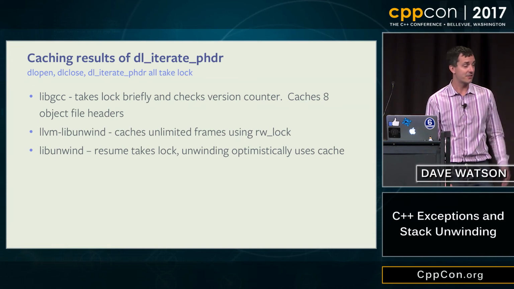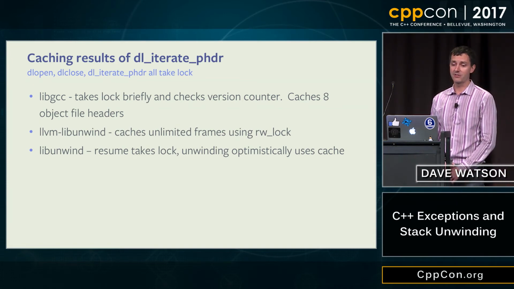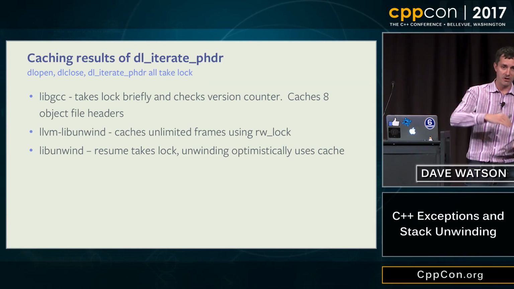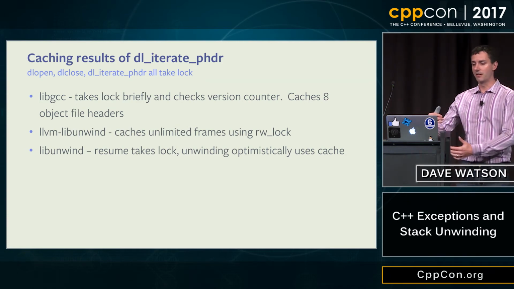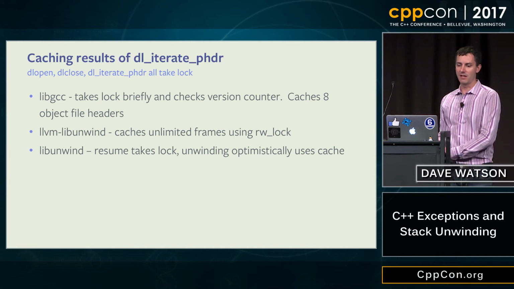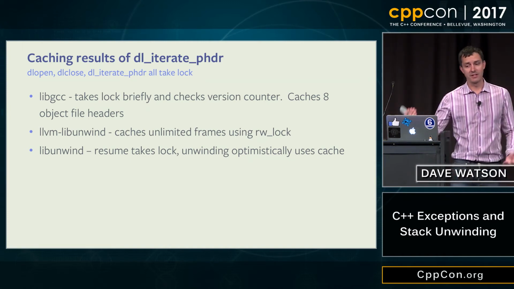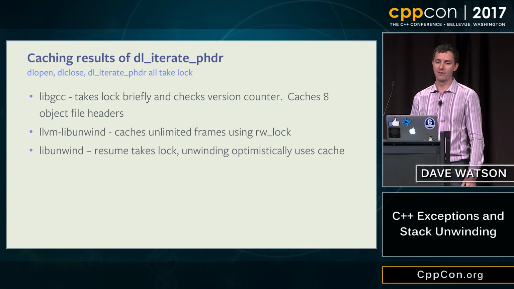It immediately goes and checks the cache. Its cache is pretty small. It caches 8 objects. The things it caches are an instruction pointer range to the EH frame section in your object file. If it's not in the cache, it has to walk the whole list of all the object files and try and find it.